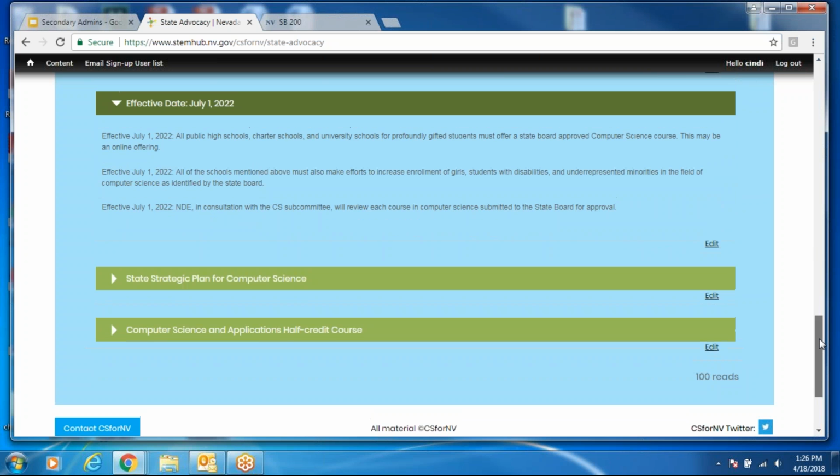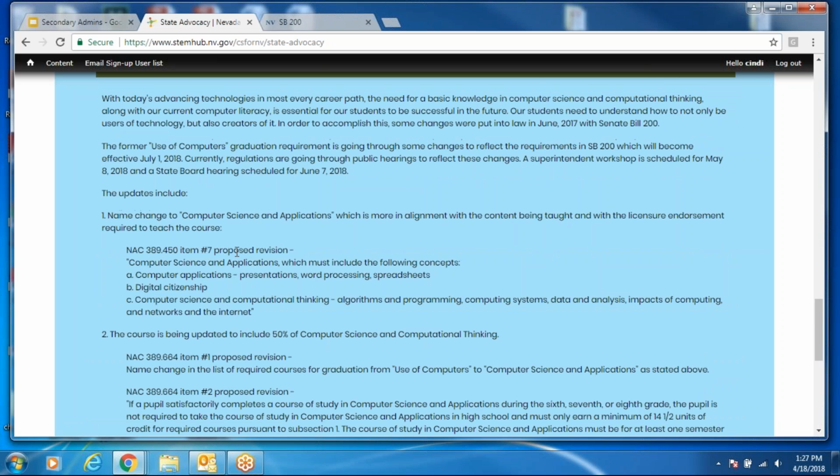Great question, Leanne. Thank you for asking that. The answer is no. You can still keep that course at the middle school level. I'm going to click on this other link here that explains that very thing. Computer Science and Applications is going to be the new name for that half-credit course. The changes proposed currently: it's formerly called Use of Computers or Computer Literacy, as we hear it entitled as well. There'll be a name change to Computer Science and Applications. That will be in line with the content that's being taught, as well as the licensing that's required for it.